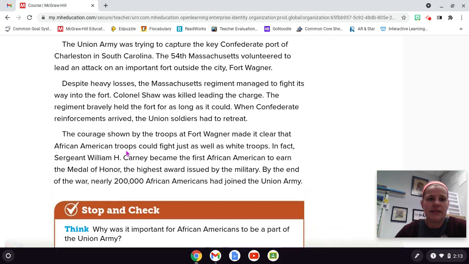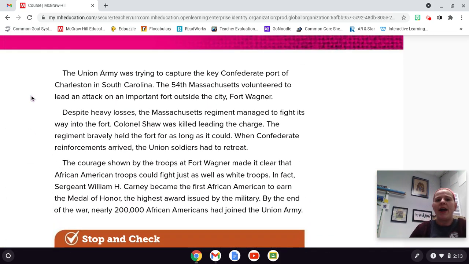All right. The Union Army was trying to capture the key Confederate port of Charleston, South Carolina. The 54th Massachusetts volunteered to lead an attack on an important fort outside the city, Fort Wagner. Despite heavy losses, the Massachusetts Regiment managed to fight its way into the fort. Colonel Shaw was killed leading the charge. The regiment bravely held the fort for as long as it could. When Confederate reinforcements arrived, the Union soldiers had to retreat.